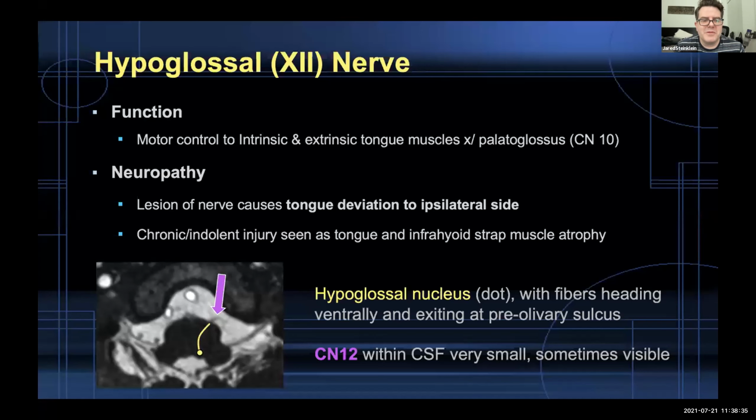Okay. So a lesion of the nerve causes the tongue to deviate to the ipsilateral side. Remember that. So in setting of a stroke or whatever, or hypoglossal palsy, the side that actually works is going to push it towards the side that doesn't work. Next.